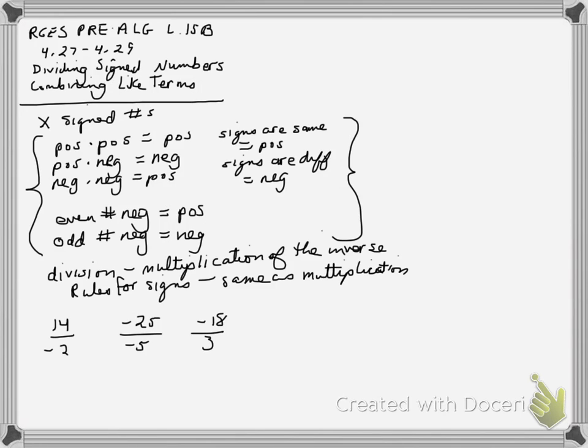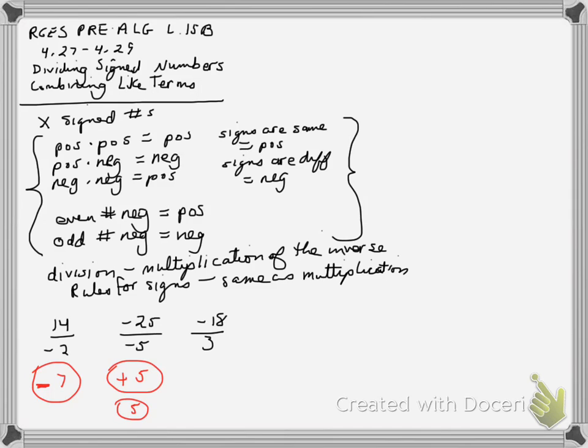Let's go through these quickly. We have a positive divided by a negative. The signs are different. Our answer will be negative. And 14 divided by 2 is 7. We have a negative divided by a negative. The signs are the same. It will be positive. We could write it or not. 25 divided by 5 is 5. So I could either write it that way or simply just write the 5.